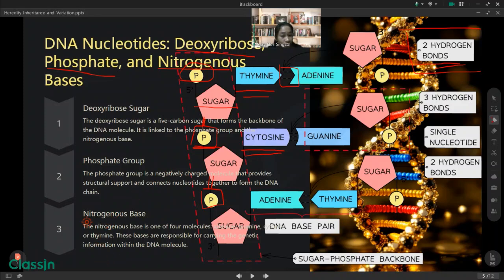So, the nitrogenous base, so these are the 4 molecules, the adenine, guanine, cytosine, or the thymine. So, these base are responsible for carrying genetic information within the DNA molecule. So, naa na diri ang inyuhang genetic information. So, sila ang nag-carry out kung unsa ang imuhang genetic information or genetic code para ma-determine kung unsa ang imuhang traits or unsa imuhang characteristics physiologically. So, sa outside or panlabas ninyo. So, dira ma-determine sa inyuhang nitrogenous bases.